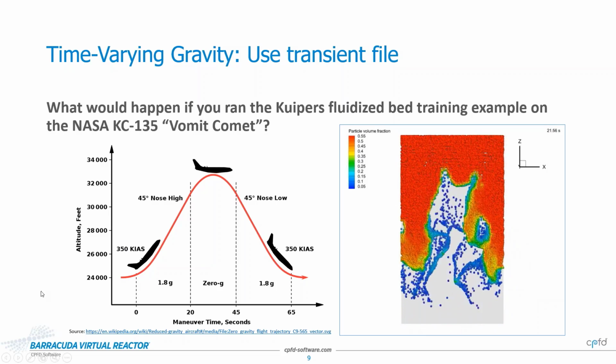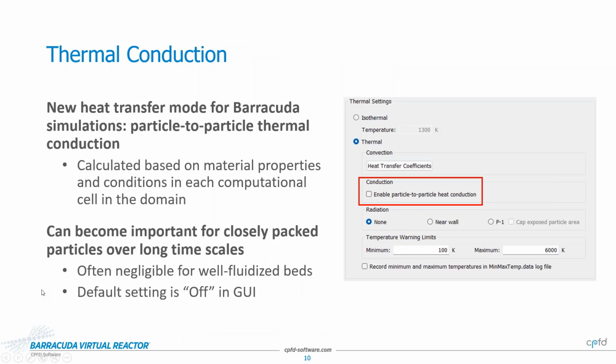Okay, I will go ahead and move on to the next feature. This is also in the global settings window, and what you'll see is we have added a new mode of heat transfer that was previously not available, and this mode is particle-to-particle thermal conduction. This can also be applied to bubbles, so just be aware of that.